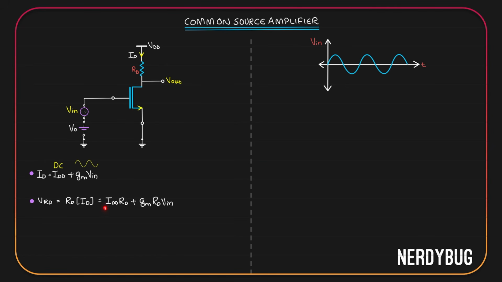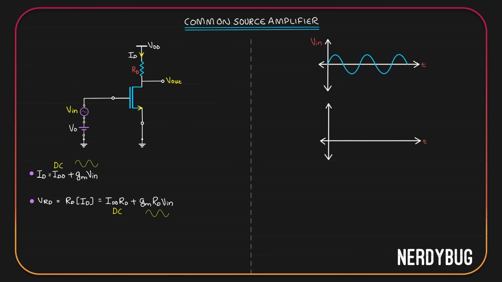Here again, ID0 RD will be a DC component because ID0 is DC and RD is just the resistance. On the other hand, GMRDVin is going to be an AC signal because RD is again just the resistance and GMVin is AC. So VRD, or the potential across the resistance RD, is basically a DC component plus an AC component. Let us now try to plot this on a graph.